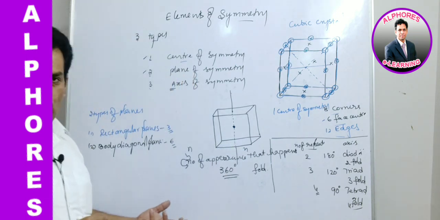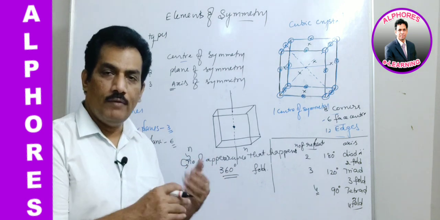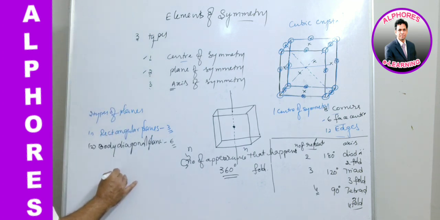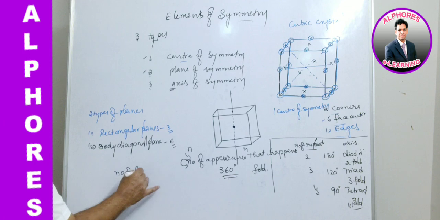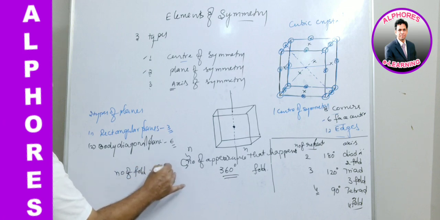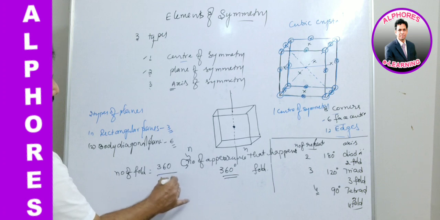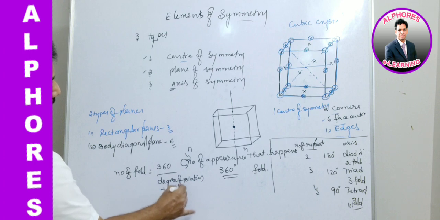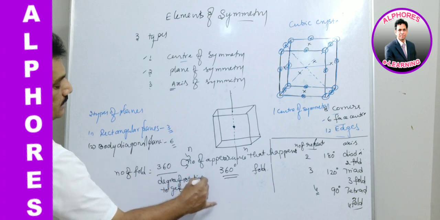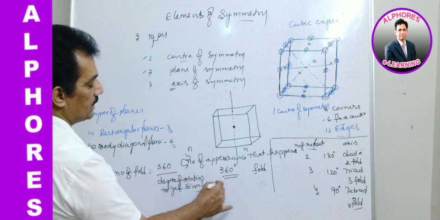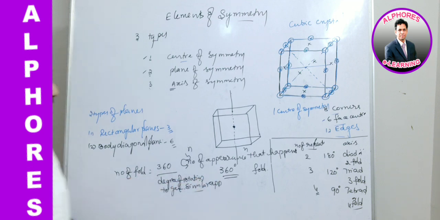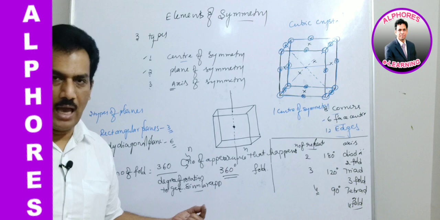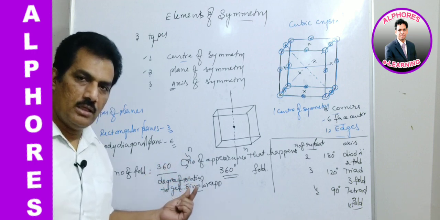And how to find the n-fold axis, or how to find the degree where the similar or the original appearance will happen? Simply, the number of fold is equal to 360 by the degree of rotation to get similar appearance. This is the formula. That means, for example, if for every 90 degrees a similar appearance happens, then 360 by 90 is nothing but fourfold.